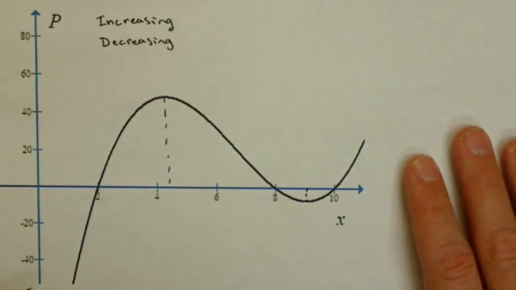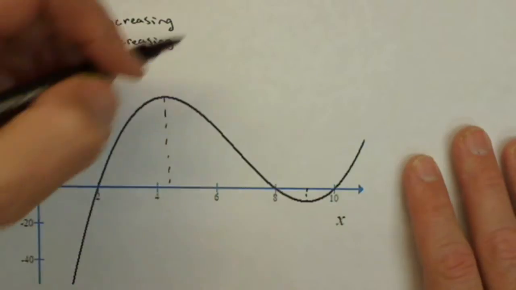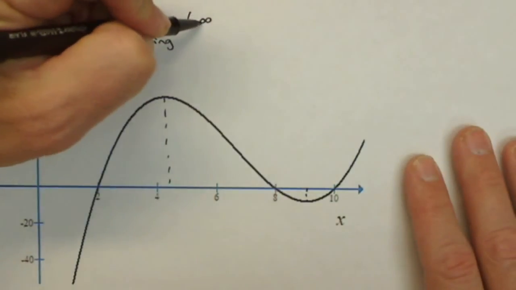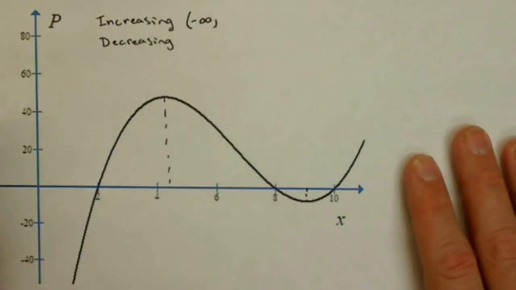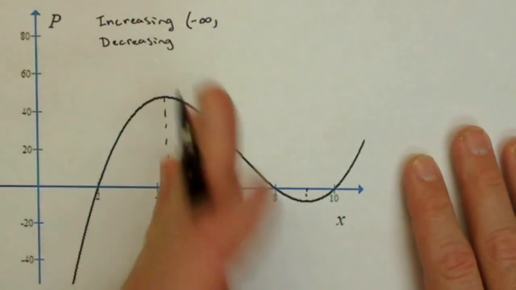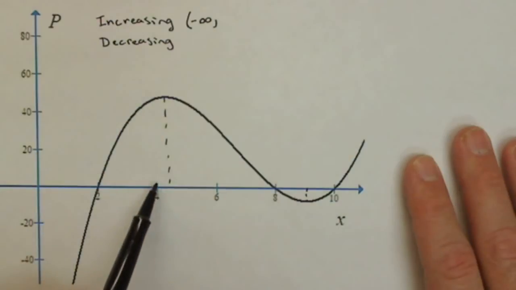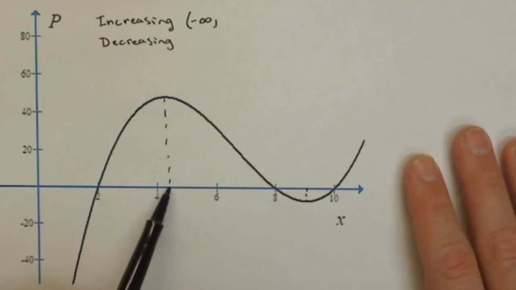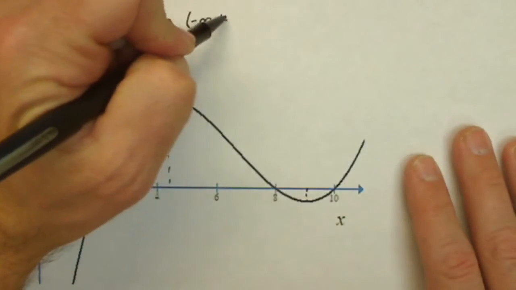So we can see that it's increasing from negative infinity, and we always do interval notation is just the x values. So we look at the x values, we don't worry about what it increases to or decreases to. Up to about 4 1/4.